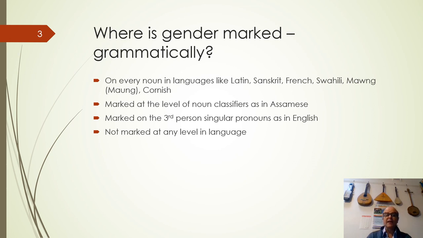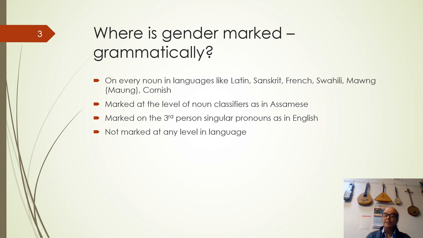Gender is marked at the level of noun classifiers in Assamese, as in Jon and Joni. Duijon, Duijoni, you will say. That's gender, and it's grammatically present. It's grammatically present in English in the third person singular pronouns he and she. And that's why many people are wanting to replace those with they.